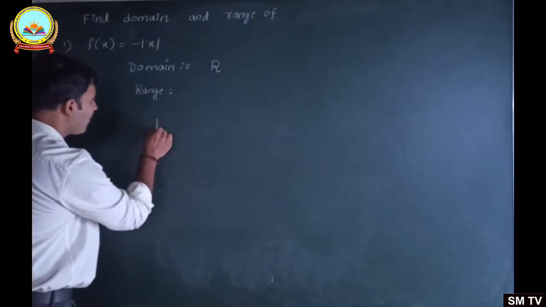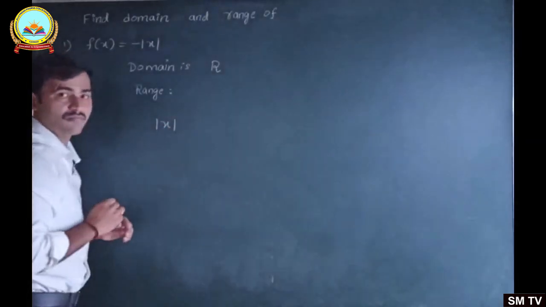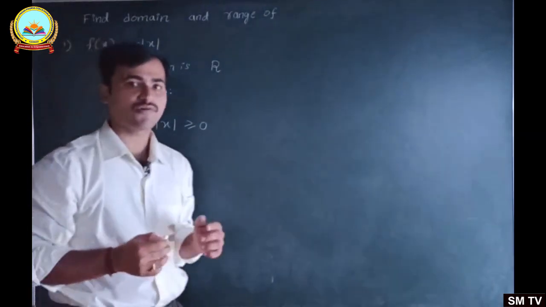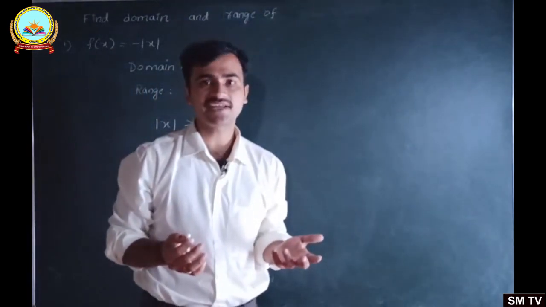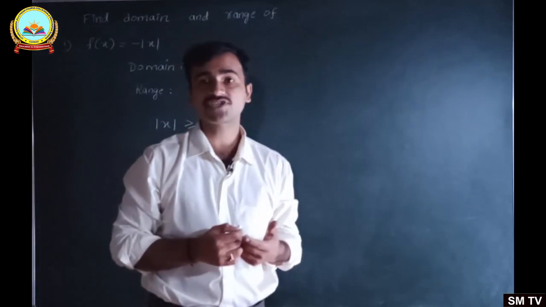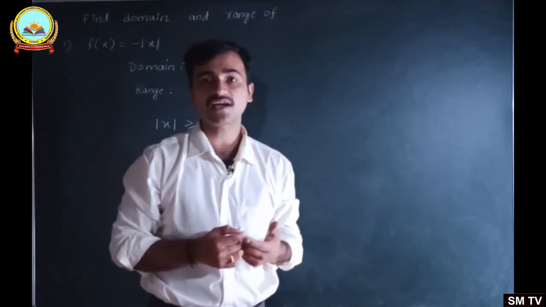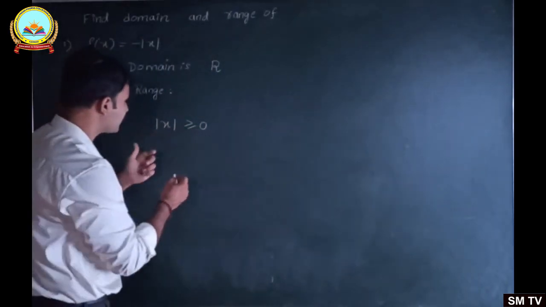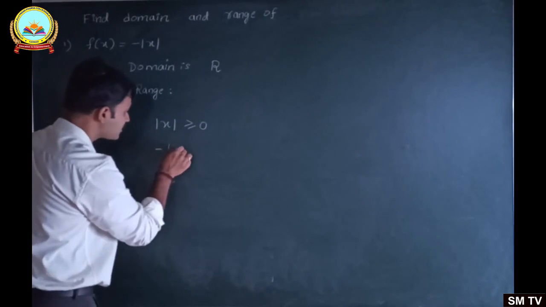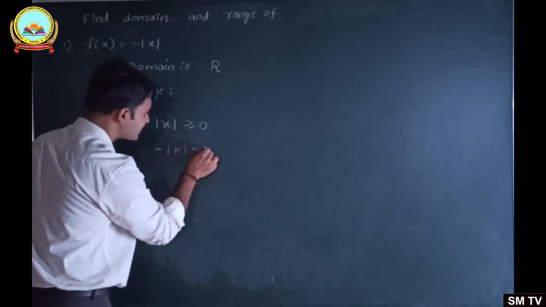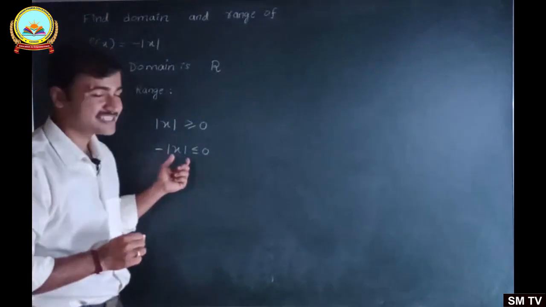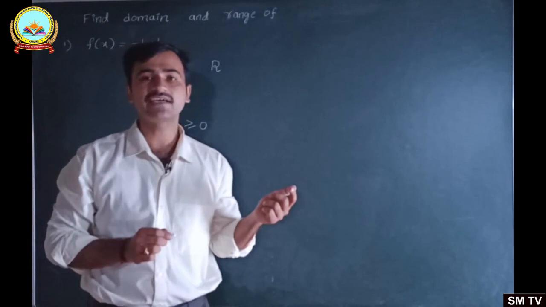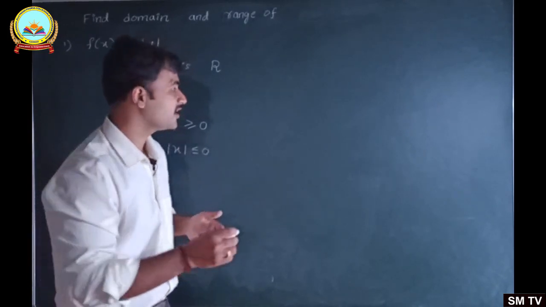So here input is any number x, output is minus of modulus of x. Okay, now first of all, what is mod x? Mod x is always greater than or equals to 0. Already we have studied modulus functions range. So what is the range of modulus function? Modulus function range R plus, a set of non-negative real numbers.